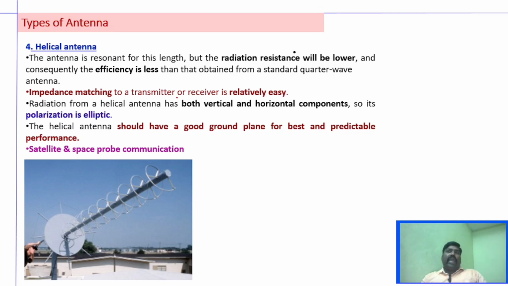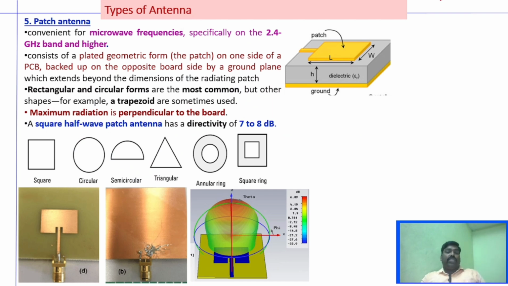And a very important antenna is the patch antenna, which is used for microwave frequencies, from 2.4 gigahertz or higher, right? We have different forms of patches: square, circular, semicircular, triangular, annular ring, square ring, like this. These are some examples of patch antenna, where you will have a PCB board on one side and on the other side a patch, and that patch can be of different shapes, right? And the maximum radiation is perpendicular to the board.